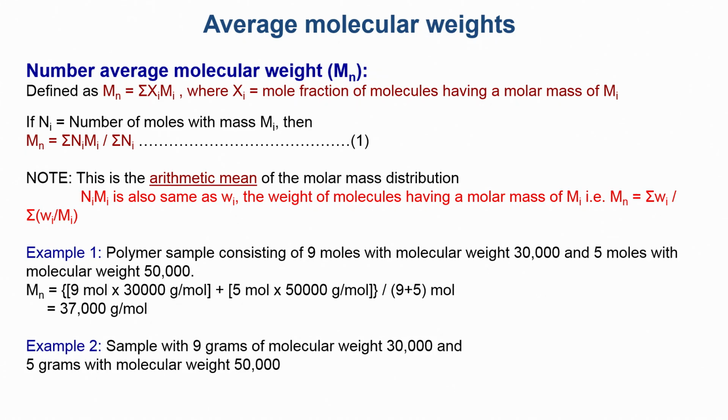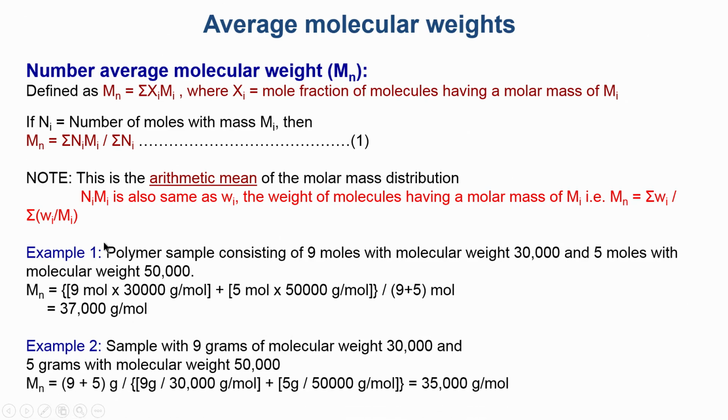Let us say in a second example we have a sample of 9 grams of molecular weight of 30,000 and 5 grams of molecular weight of 50,000. In that case we will use the bottommost formula, which is essentially derived from the first formula, which is nothing but the total mass that is present, 9 plus 5, and then we find out the fraction of each of them, which is nothing but 9 gram divided by 30,000 for this particular set of molecules plus 5 grams divided by 50,000 for the other set of molecules, essentially giving you 35,000 gram per mole.